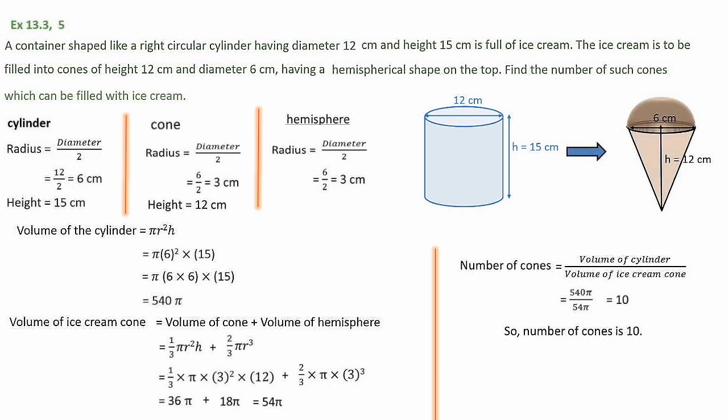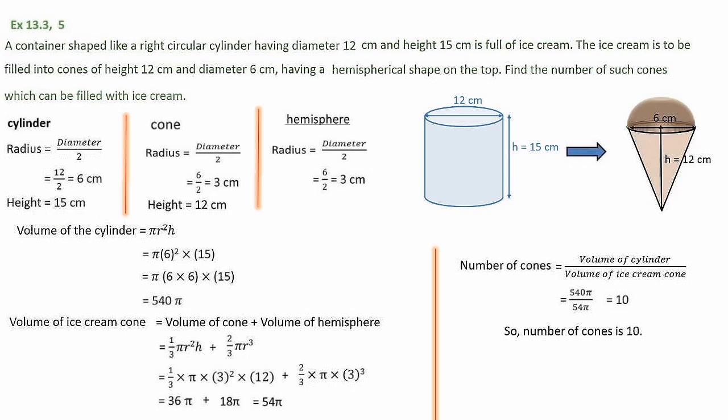Here there are three shapes we can easily identify. One is the cylinder, here is the conical portion, and here is the hemispherical portion. So these three portions' dimensions we can write. First one is the cylindrical portion. Radius we can say is diameter by 2, that is 12 by 2, that is 6 centimeter. Height is given to us as 15 centimeter.